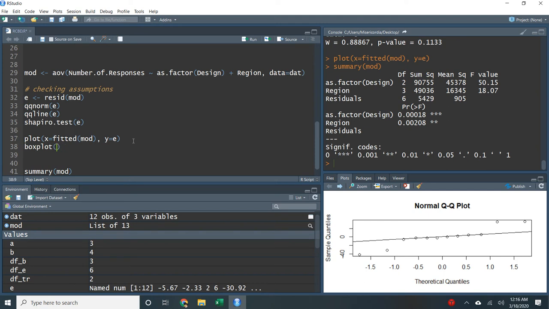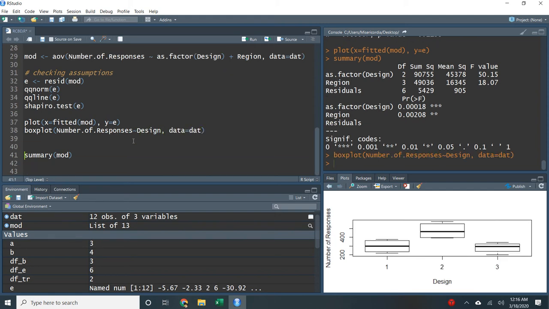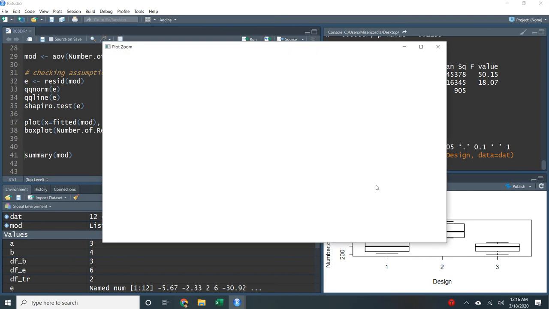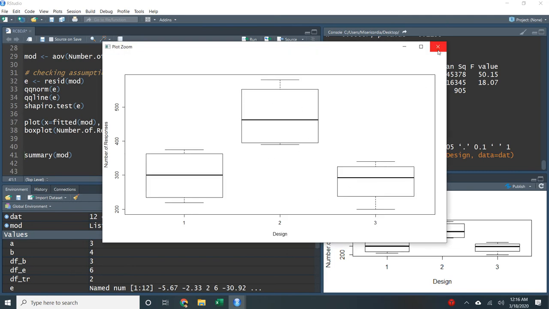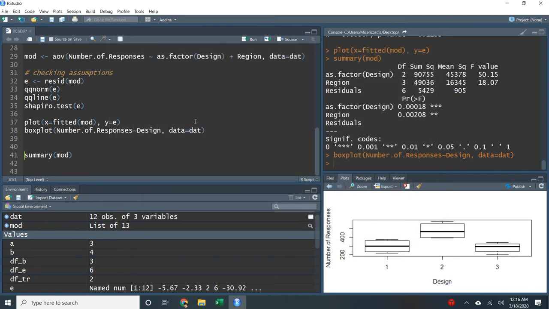So number of responses by design, data equals dat. Let's see if they jump out anywhere here. So I don't see any real outliers looking here. Let's try the region though. So instead of just doing this by design, let's also do this by region, and this was demonstrated in our slides.